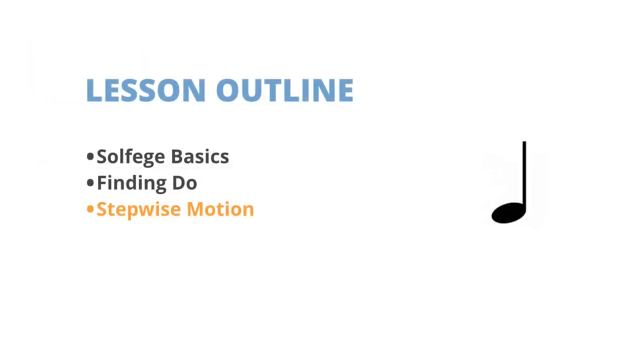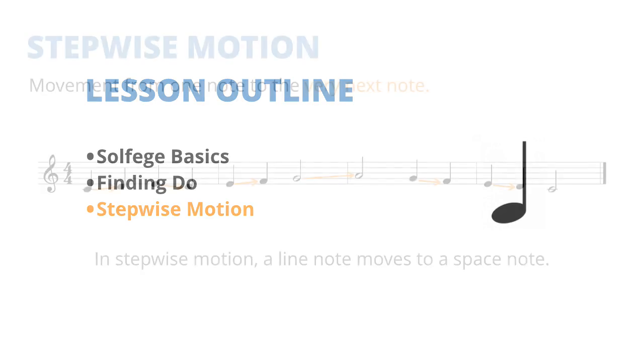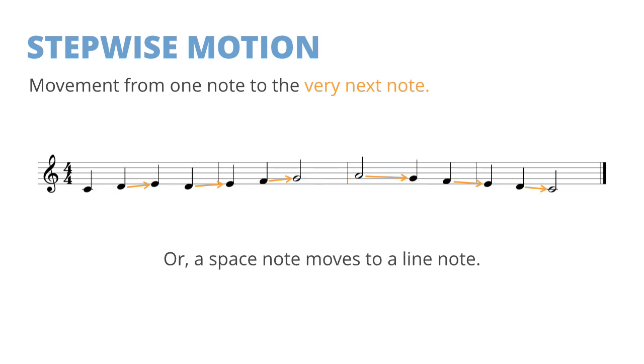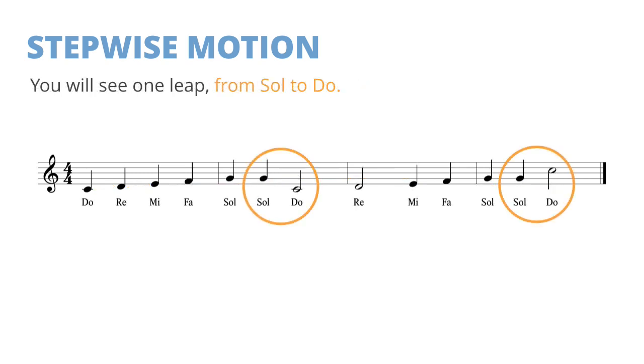Now, for this first level of sight singing, you'll be singing in stepwise motion most of the time. Stepwise motion is when one note moves to the very next note up or down. Line notes move stepwise to the next space note. Space notes move to the next line note. The only leap you'll see is from so to do. This might look far, but it's actually the easiest leap.